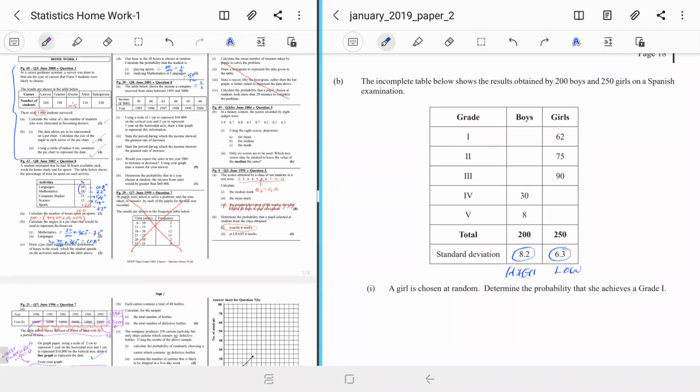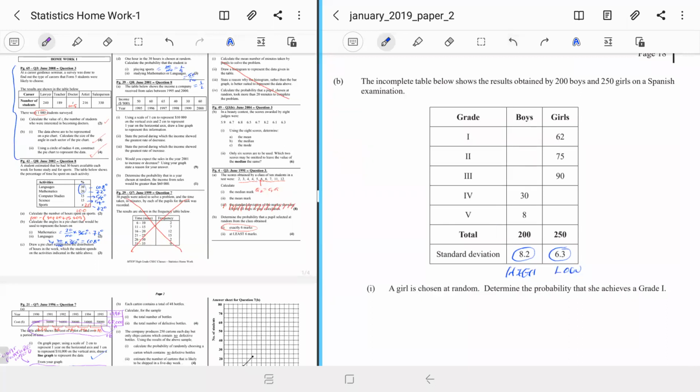The girls' standard deviation is 6.3, so their scores are closer to each other and to the mean. So the scores of the girls are more closely spread from the mean, while the scores of the boys are more widely spread from the mean. So the girls are all performing almost the same. The girls are more consistent with each other in terms of performance, while the performance of the boys is less consistent with each other because the standard deviation is higher.